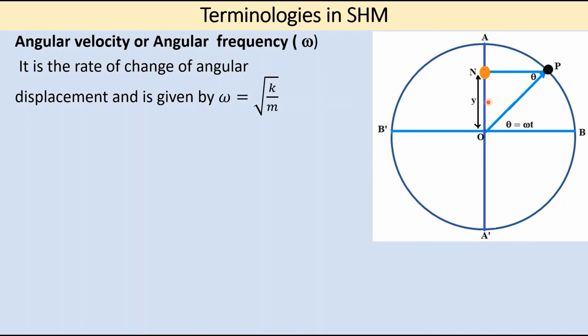Suppose this representative particle is moving or covers an angle theta at a time t, then theta is equal to omega into t, or omega, which is nothing but the angular frequency, is equal to theta by t. So therefore it is nothing but the angle covered per unit time. So that is the angular frequency.